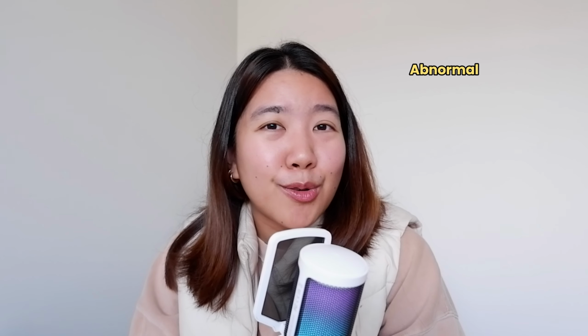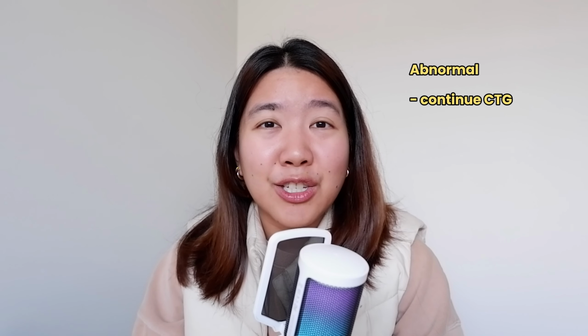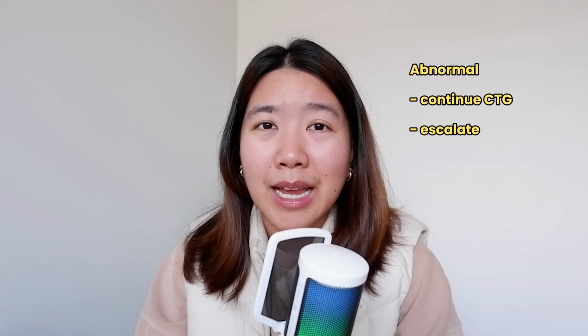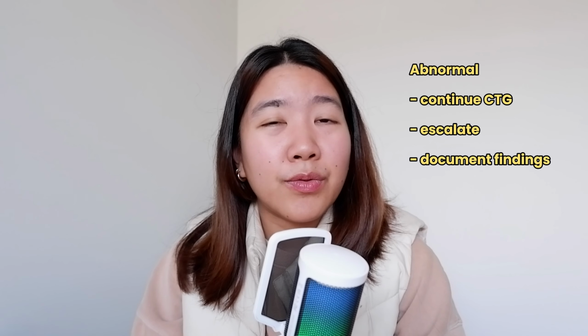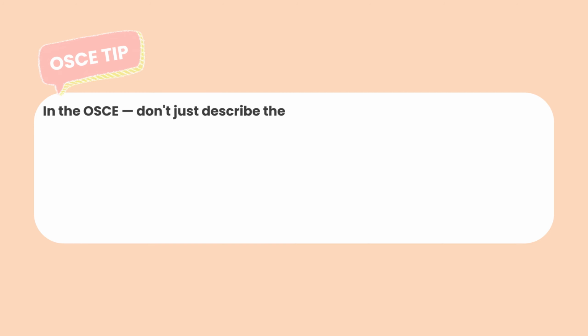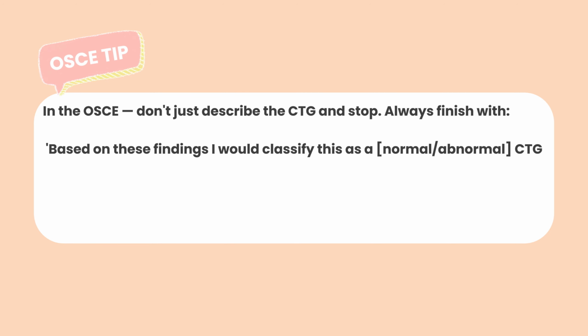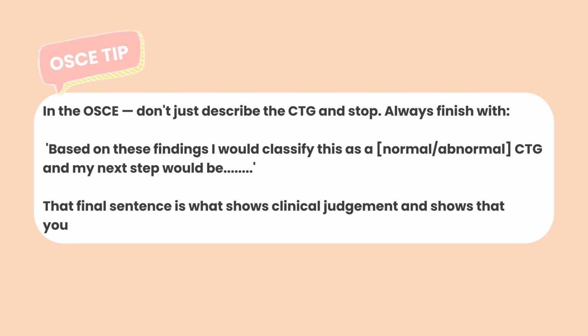If it is an abnormal CTG, you need to continue the CTG monitoring. You need to escalate to the team as well, document your findings, and also explain to the woman what is going on. In the OSCE, don't just describe the CTG and stop. Always finish with: based on these findings, I would classify this as a normal or abnormal CTG, and my next step would be to continue monitoring or we can stop monitoring. That final sentence is what shows clinical judgment and shows that you understand what you are doing.